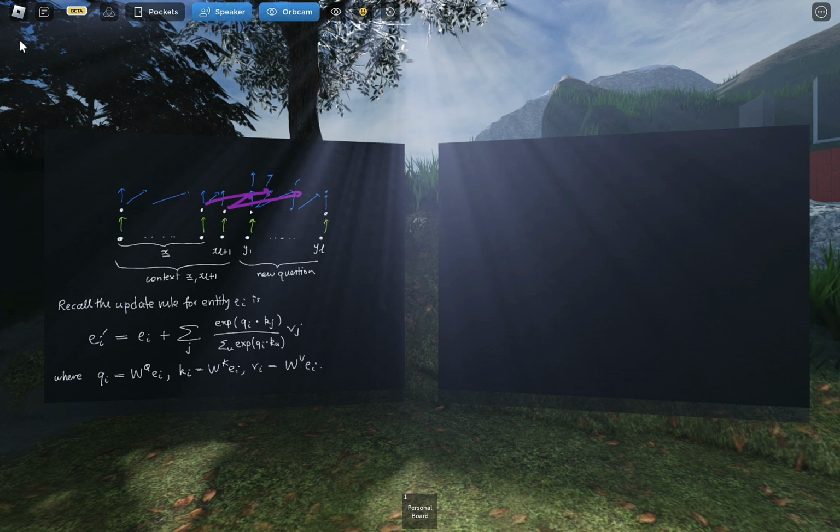Okay, so these Eis are the entities, the primitive objects which you think of the transformer as computing on. Queries, keys, and values are extracted linearly from those things. They generate queries, keys, and values, and then we get this formula. So let's play with this a bit.